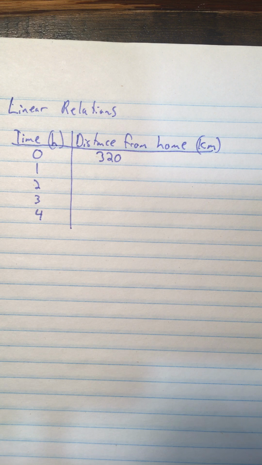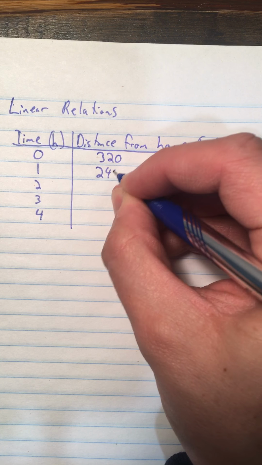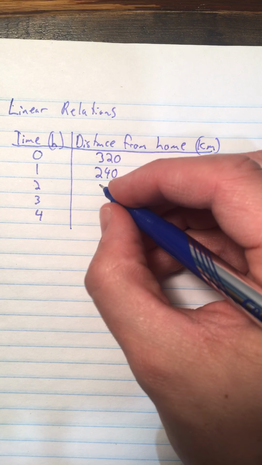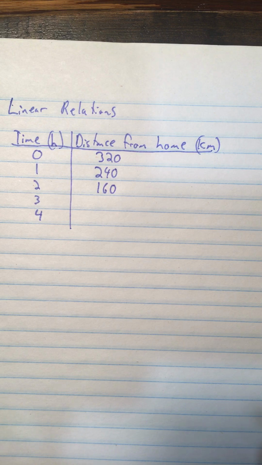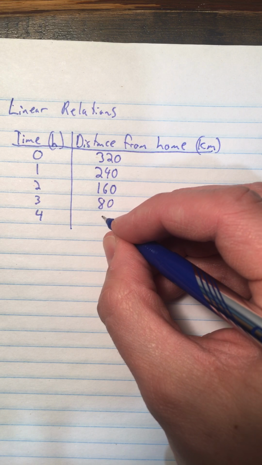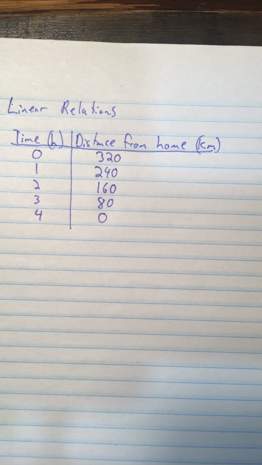At hour 1, I look it up and I see that I'm 240 kilometers away. At hour 2, I'm 160 kilometers away. At hour 3, I'm 80 kilometers away. And at hour 4, I pull into my driveway and I am home. So the question would be is this a linear relation? Well, how do we tell that?